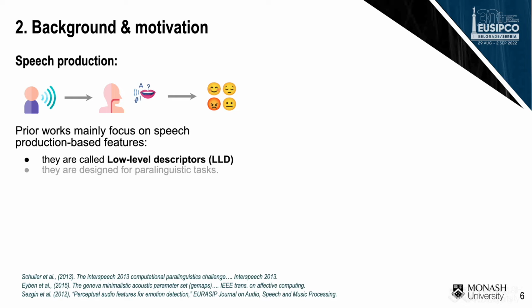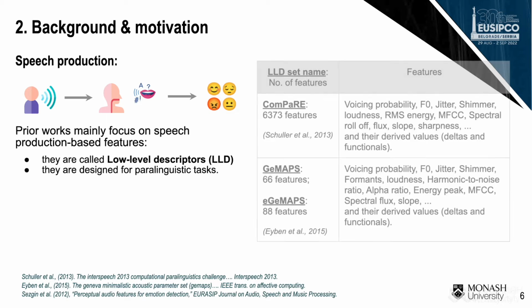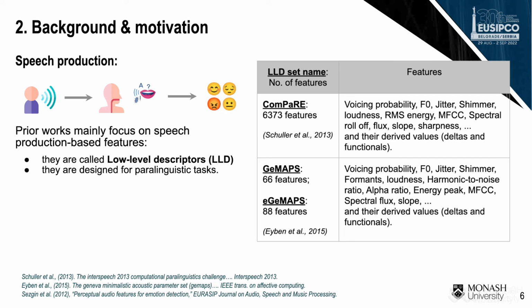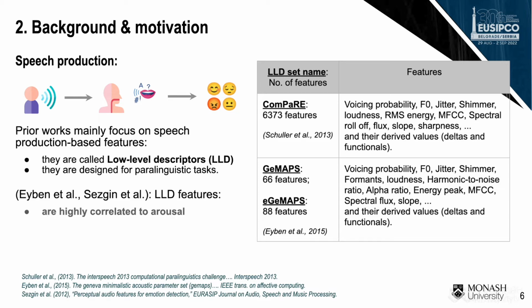These features are widely used in many speech recognition tasks, including emotion classification and even COVID detection. The most common LLD features are ComParE, GeMAPS, and eGeMAPS. These LLD features are highly correlated to arousal, or the intensity of the emotional state. However, they perform poorly regarding valence regression, which is how positive or negative the emotion is.